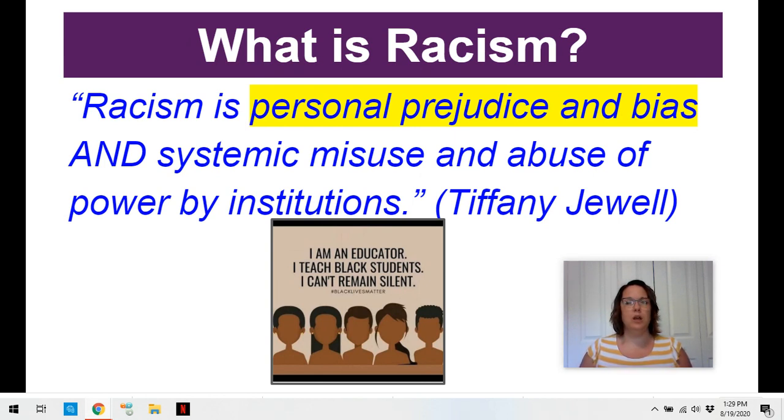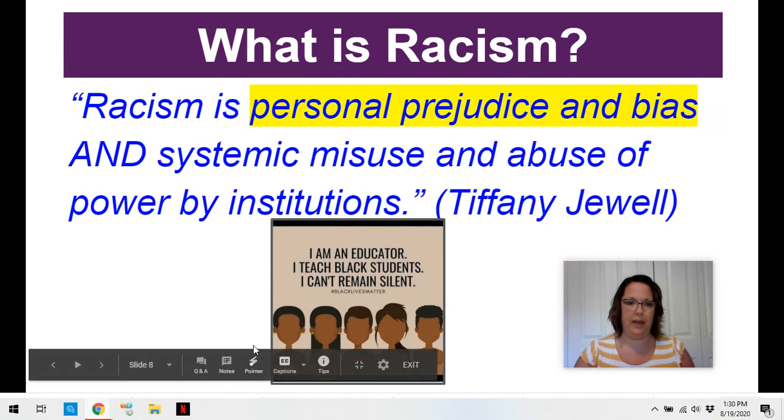Racism is more complicated than that. So we have a two-part definition here from Tiffany Jewell, who says racism is a personal prejudice and bias and systemic misuse and abuse of power by institutions. And even the personal prejudice and bias, which is the first part of the definition that we're going to look at, is not as simple as either racist, not racist. So let's unpack that.